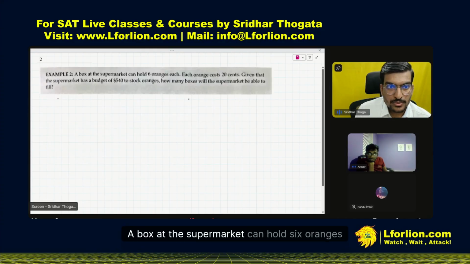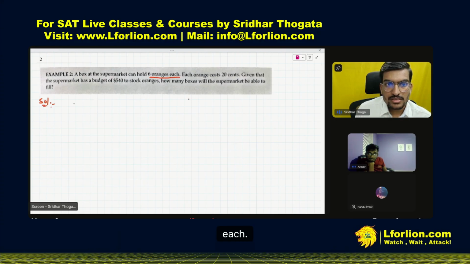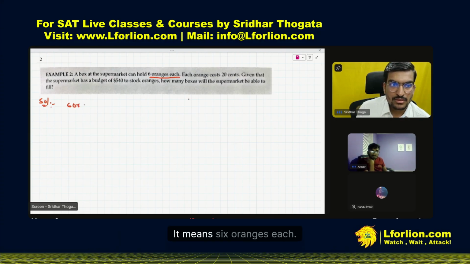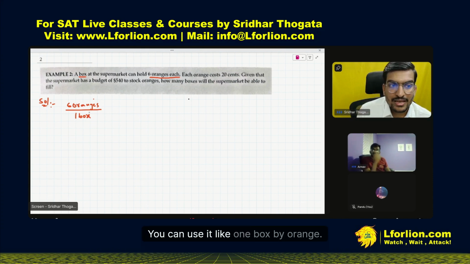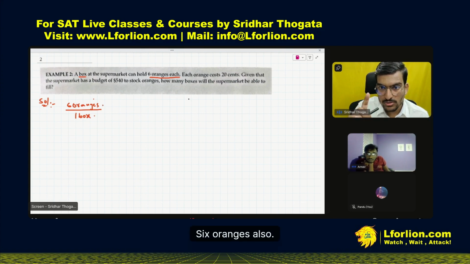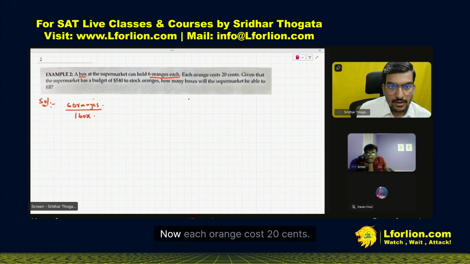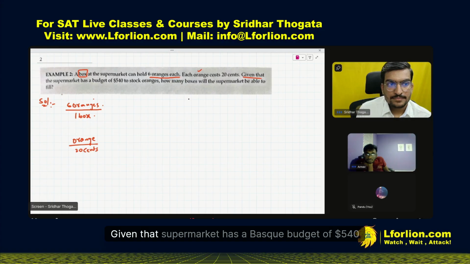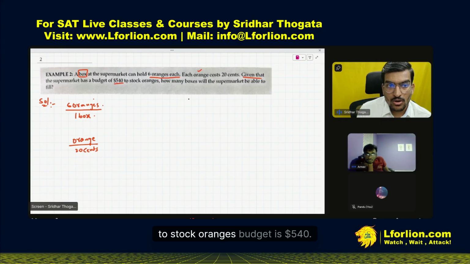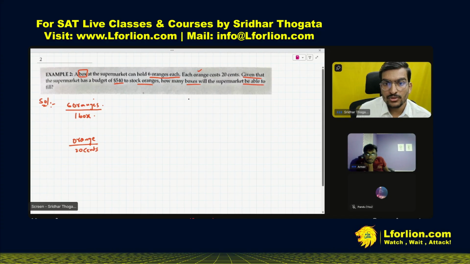A box at the supermarket can hold 6 oranges each. So what does it mean? It means 6 oranges each, I mean, one box. This is nothing but 6 oranges equals a box. You can use it like one box by 6 oranges also. Do you understand? Yes. Now, each orange costs 20 cents. Given that the supermarket has a budget of $540 to stock oranges. Budget is $540. How many boxes will the supermarket be able to fill?